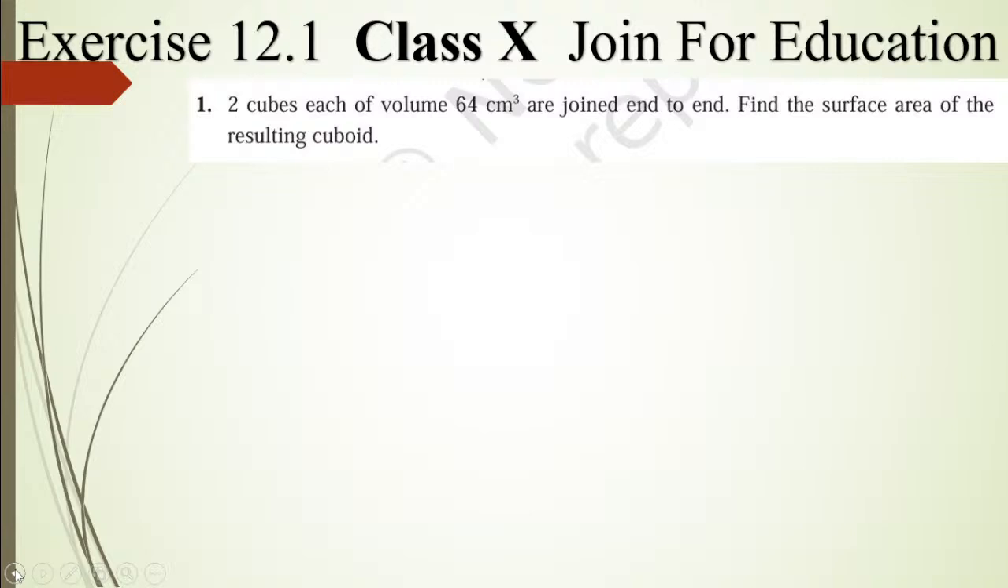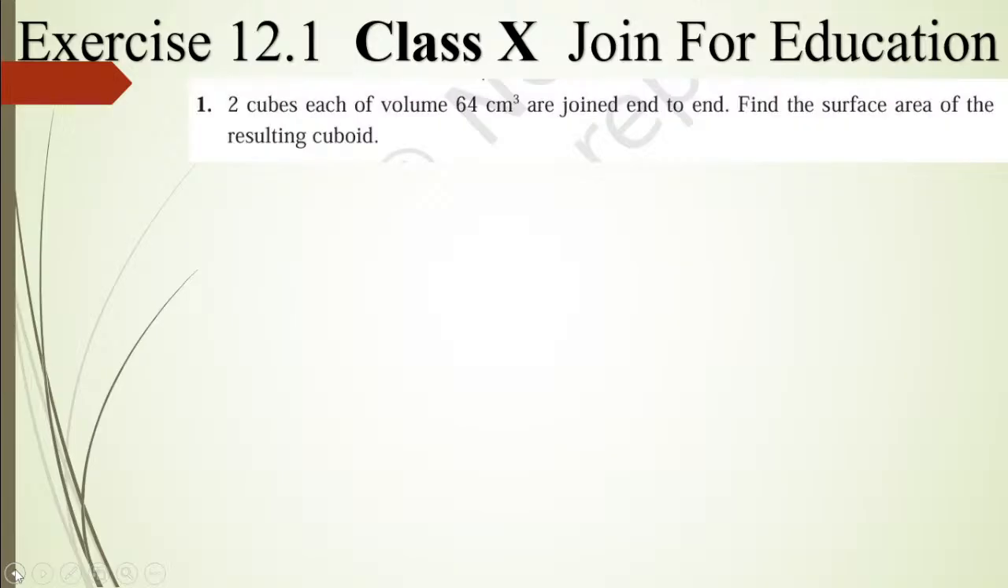Two cubes each of volume 64 cubic centimeter joined end to end. Find the surface area of the resulting cuboid. To understand and solve the question easily, let's draw the relevant figure. So this is the first cube and this is the second cube. Both are joined end to end.